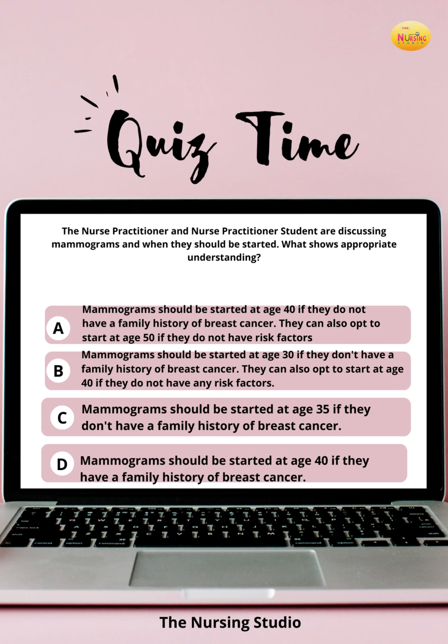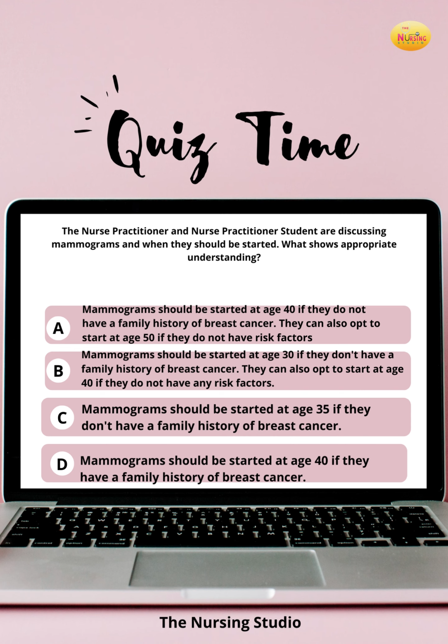And then D says mammograms should be started at age 40 if they have a family history of breast cancer. Yes, we start at age 40, but that says if they have a family history. So don't miss those key words. It doesn't say if they do not have it. You start at 40 if they do not have a family history of breast cancer.